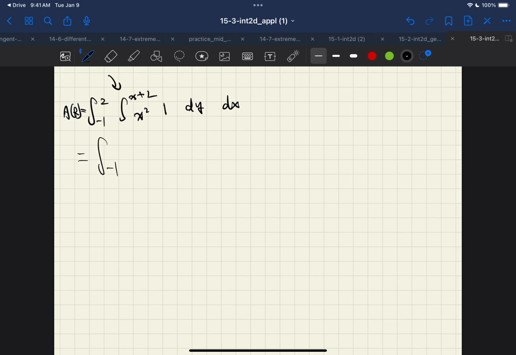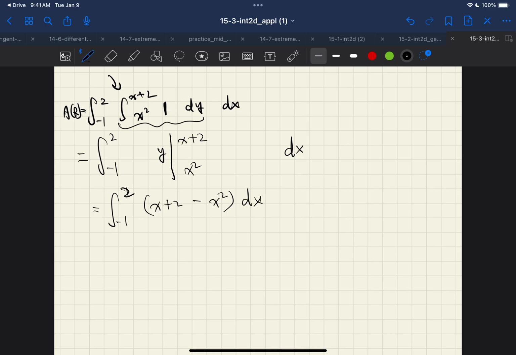So we do copy paste, and for the inner one it is y, antiderivative of 1 is y, right? And plug in x plus 2 and x squared, which gives me x plus 2 minus x squared dx, and then antiderivative, and then plug in those numbers, so we get the area. I'm going to leave the last computation for your exercise.